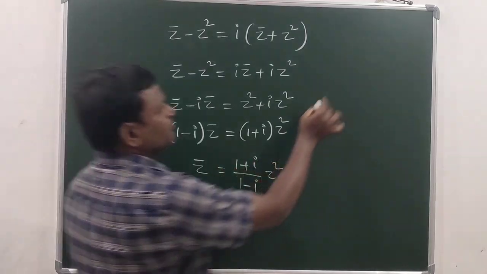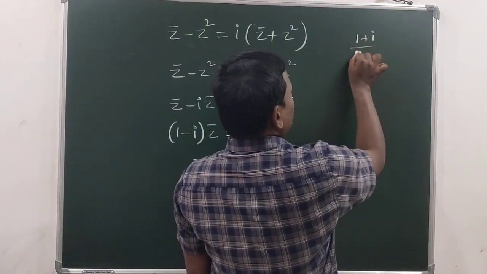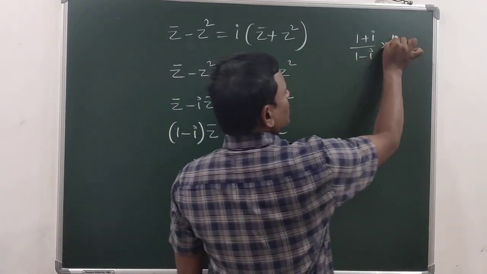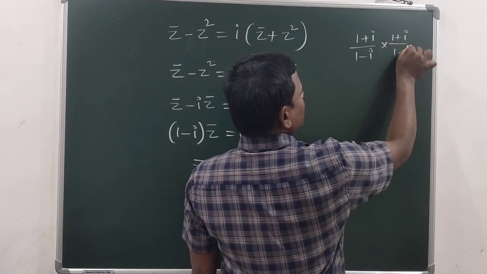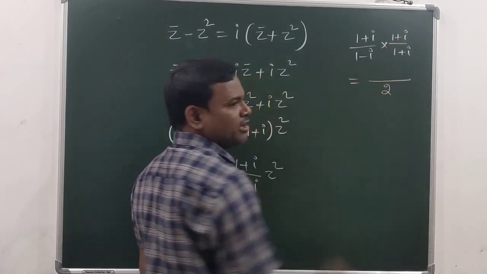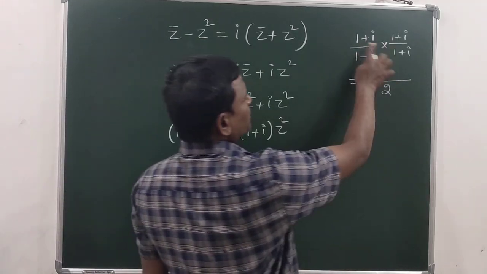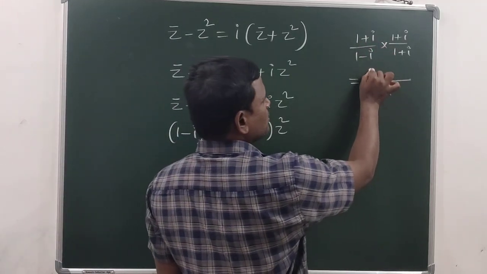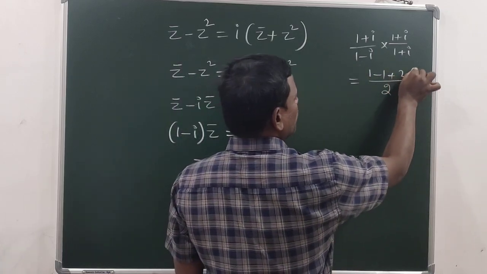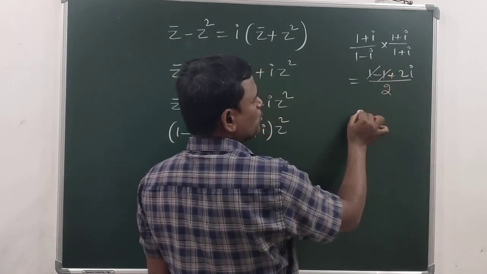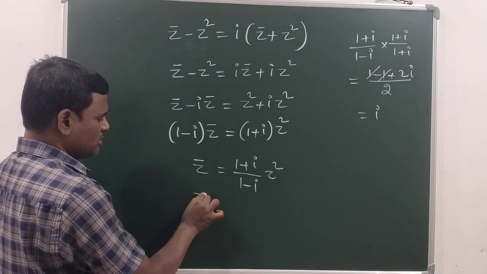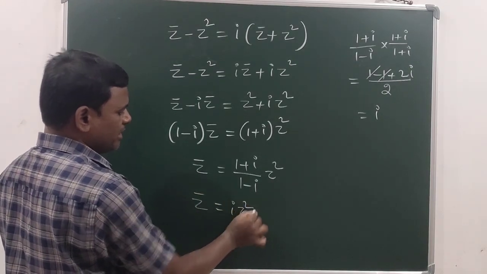Now simplify this, (1 plus i) by (1 minus i). Multiply numerator and denominator with the conjugate of this, so here (1 plus i) by (1 plus i). Now simplify. On simplifying, the denominator is going to be 2. And what about the numerator? (1 plus i) whole square, which becomes 1 plus i square plus 2i. i square is equal to minus 1, so 1 minus 1 plus 2i. Now the 2 cancels. i is left. Now write that i here: Z bar is equal to i into Z square.